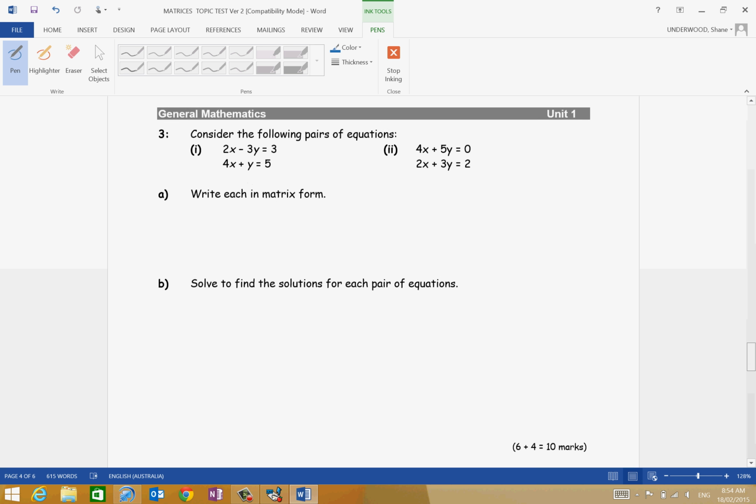Okay, this is where we really need to work through it, because I know a number of students don't do that. We're just going to do part 1. You guys can do part 2 yourself. Write each in matrix form.